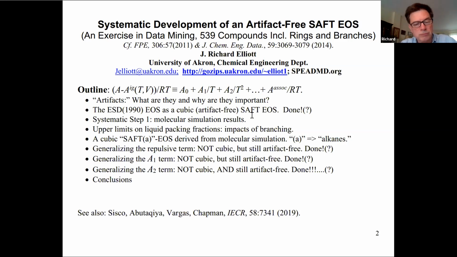Can we generalize or slightly alter the ESD equation of state so that it's still cubic, but maybe does a little better job of satisfying the molecular simulation results, and we have to focus on some particular kind of molecules. Let's pick the n-alkanes. So we'll call this the cubic SAFT-A equation, because every SAFT equation needs some modifier letters. We can call it the SAFT alkane equation, and then it would be artifact-free, and it would still be in better agreement with the molecular simulations. That would be a start.